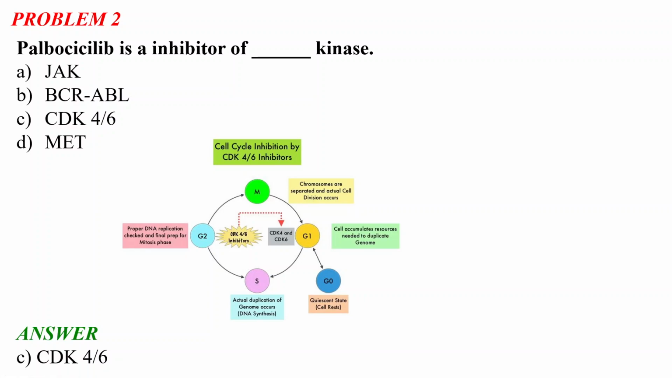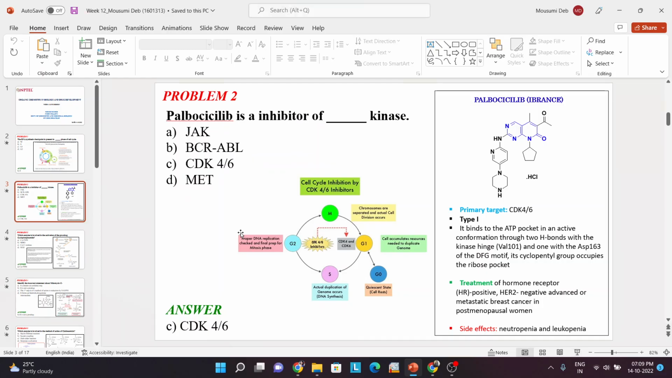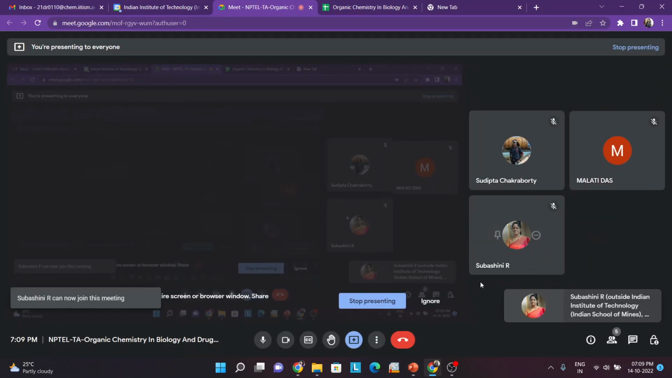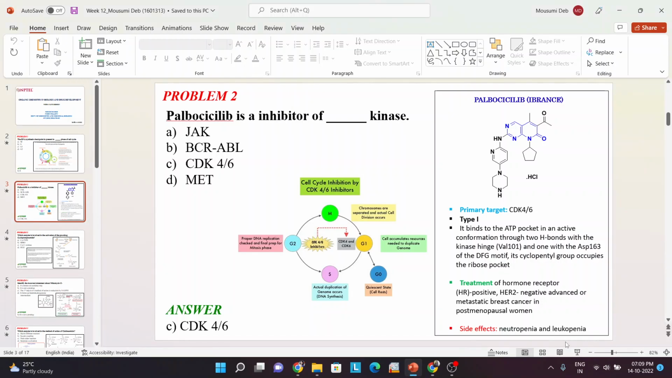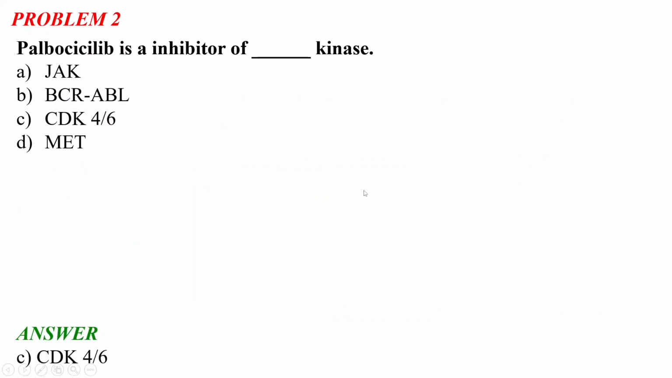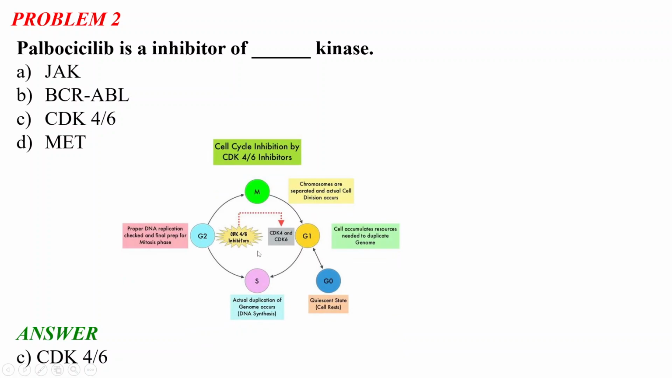So what these CDK kinases are doing is basically helping during the various phases of the cell cycle. And when there is a malfunction, like cancer, what happens is that during the cancers these kinases are overexpressed.